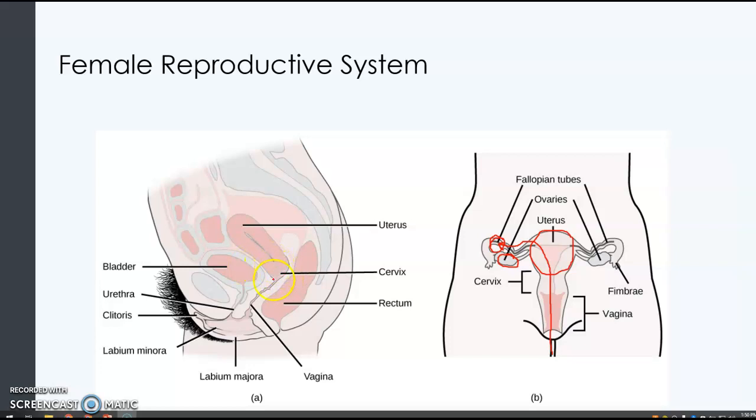The cervix is the opening. It basically separates the vagina and the uterus, and that's the opening that has to dilate. They measure how much it dilates or spreads before the baby can be delivered. Then the labia majora and labia minora are like the lips that surround the vagina, and the clitoris is analogous to the male penis.